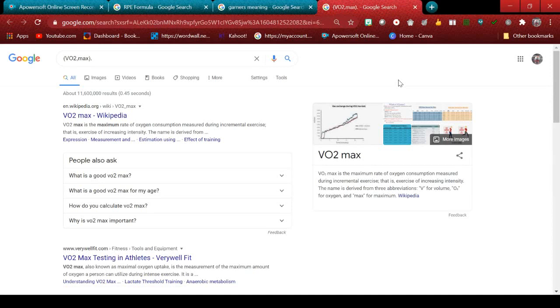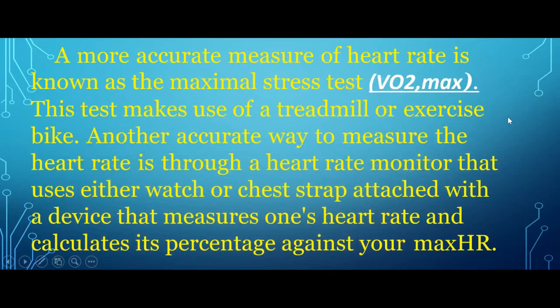VO2 max, according to Wikipedia, is the maximum rate of oxygen consumption measured during incremental exercise, that is, exercise of increasing intensity. This test makes use of a treadmill or exercise bike. Another accurate way to measure the heart rate is through a heart rate monitor that uses either a watch or chest strap attached with a device that measures one's heart rate and calculates its percentage against your maximum heart rate.